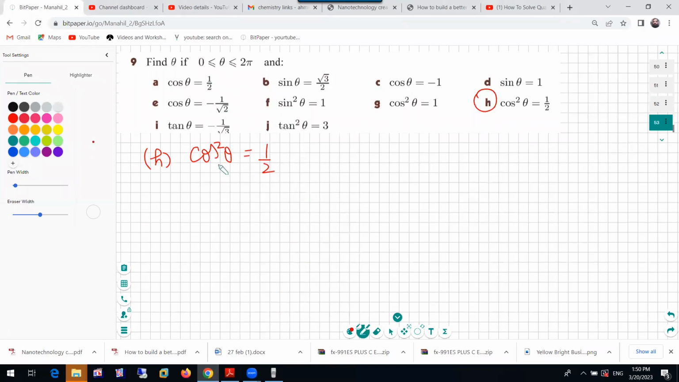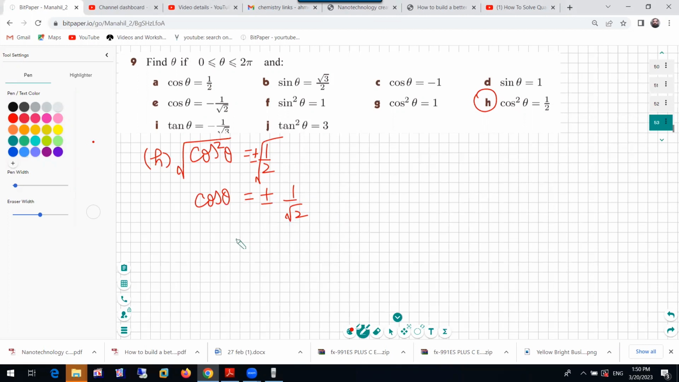Okay. So cos squared theta equal to 1/2. If you take the square root of both sides, obviously cos has both positive and negative values. That's why it becomes positive, negative, right? So we get cos theta equals what? Plus minus 1 over square root 2. So it means cos has both values.